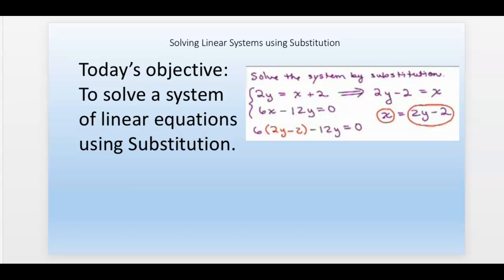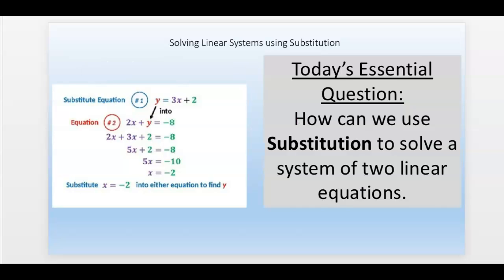So again, our objective here today: solve a system of linear equations using substitution. Substitute, where you replace some equivalent expression. Our essential question, and you're going to need to know this again for the notes assignment: How can we use substitution to solve a system of two linear equations? And y'all, we're just using two linear equations with two variables. That's the system that we're going to be solving here in high school, at least in Algebra 2 here as ninth graders.